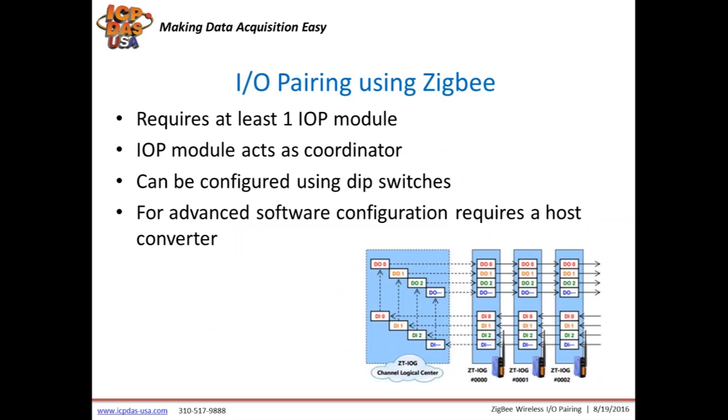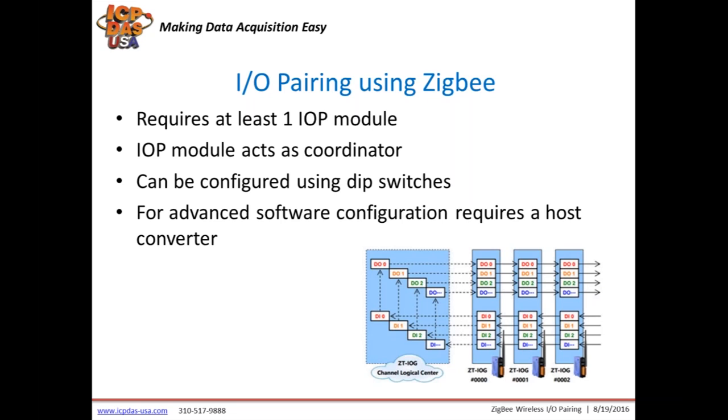I/O pairing is a feature we recently introduced to our Zigbee series. This module requires custom firmware built into one of our standard Zigbee I/O modules designated by an IOP at the end of the part number. This requires at least one IOP module. The IOP module acts as a coordinator and communicates to the I/O device. Digital outputs are triggered based on digital input status. So directly when a digital input is triggered at one end, the corresponding digital output at the other end is triggered, and vice versa.